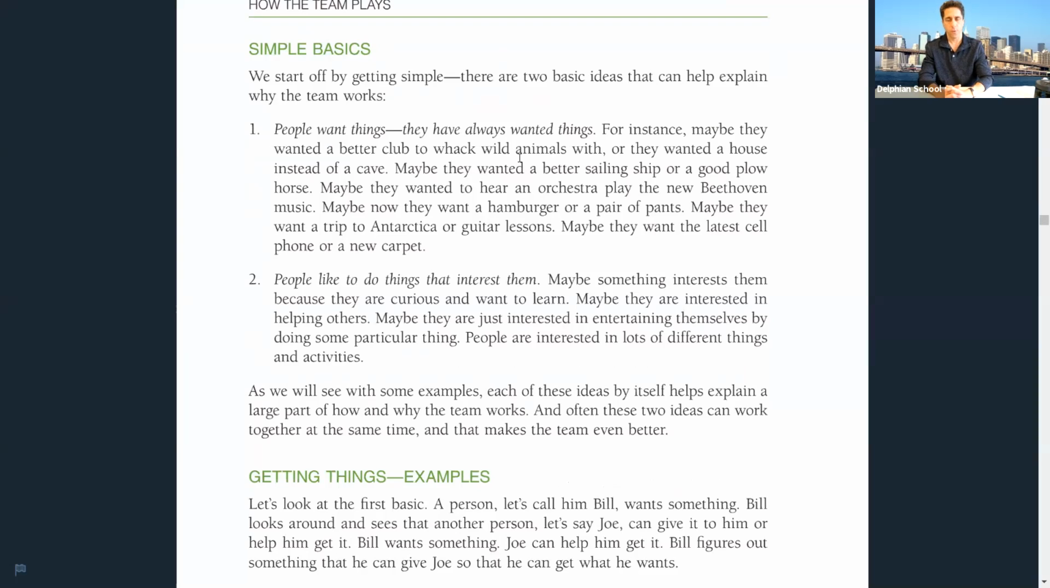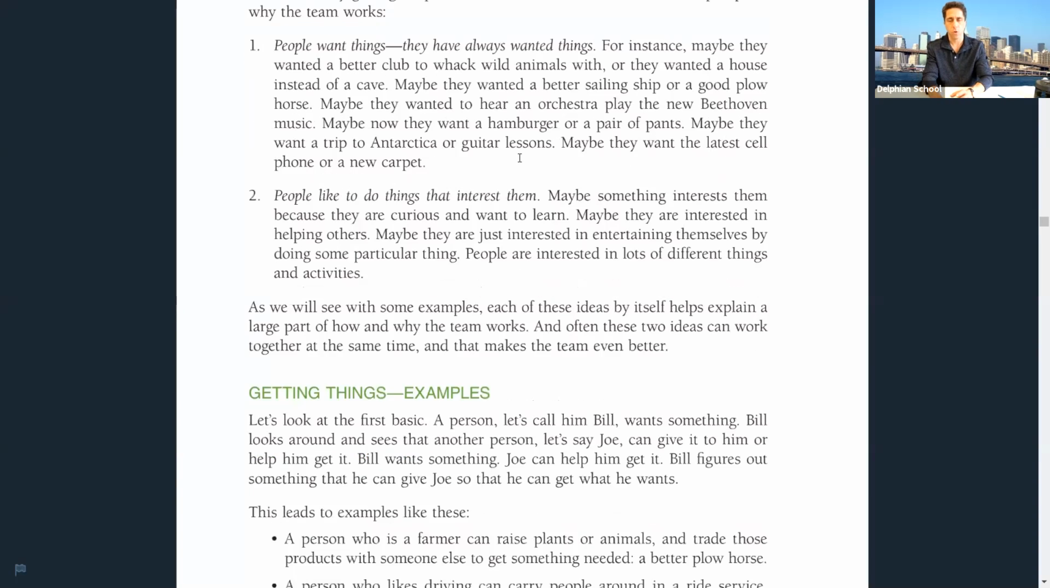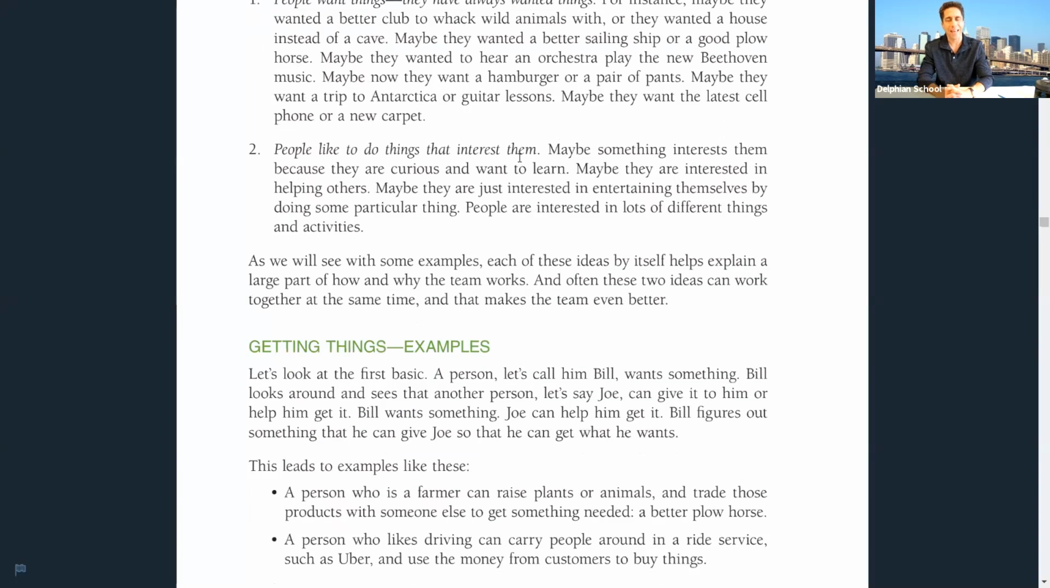Maybe they want a trip to Antarctica or guitar lessons. Maybe they want the latest cell phone or a new carpet. People like to do things that interest them.